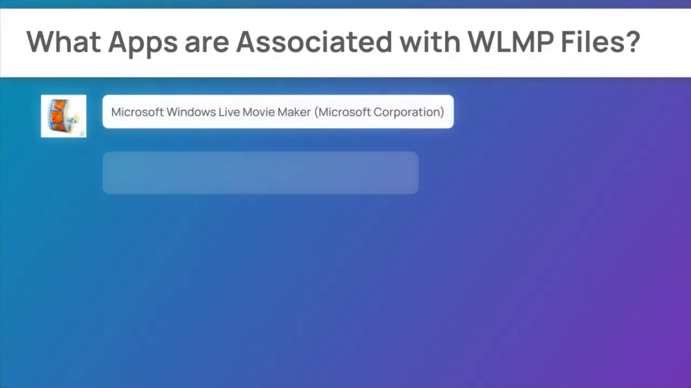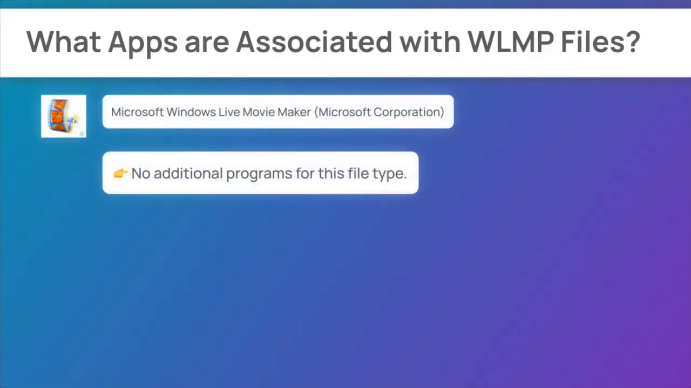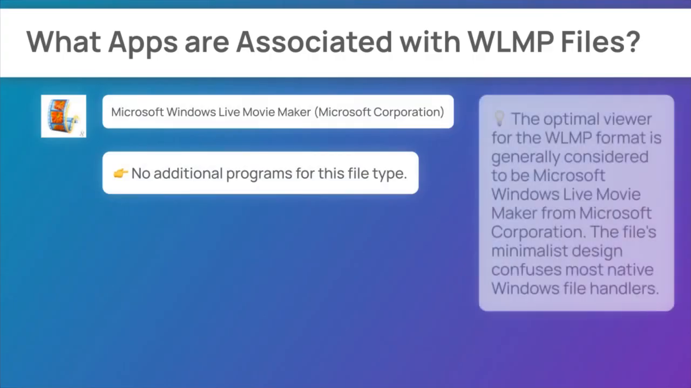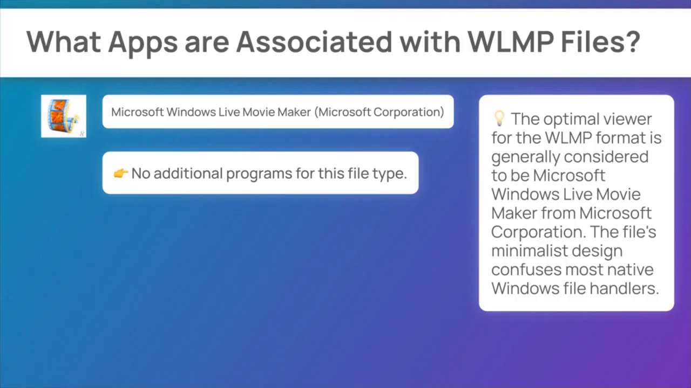The best utility for reliable viewing of WLMP is known to be Microsoft Windows Live Movie Maker by Microsoft Corporation. The file's minimalist design confuses most native Windows file handlers. Windows previews many video container types, but effect editing needs professional software.